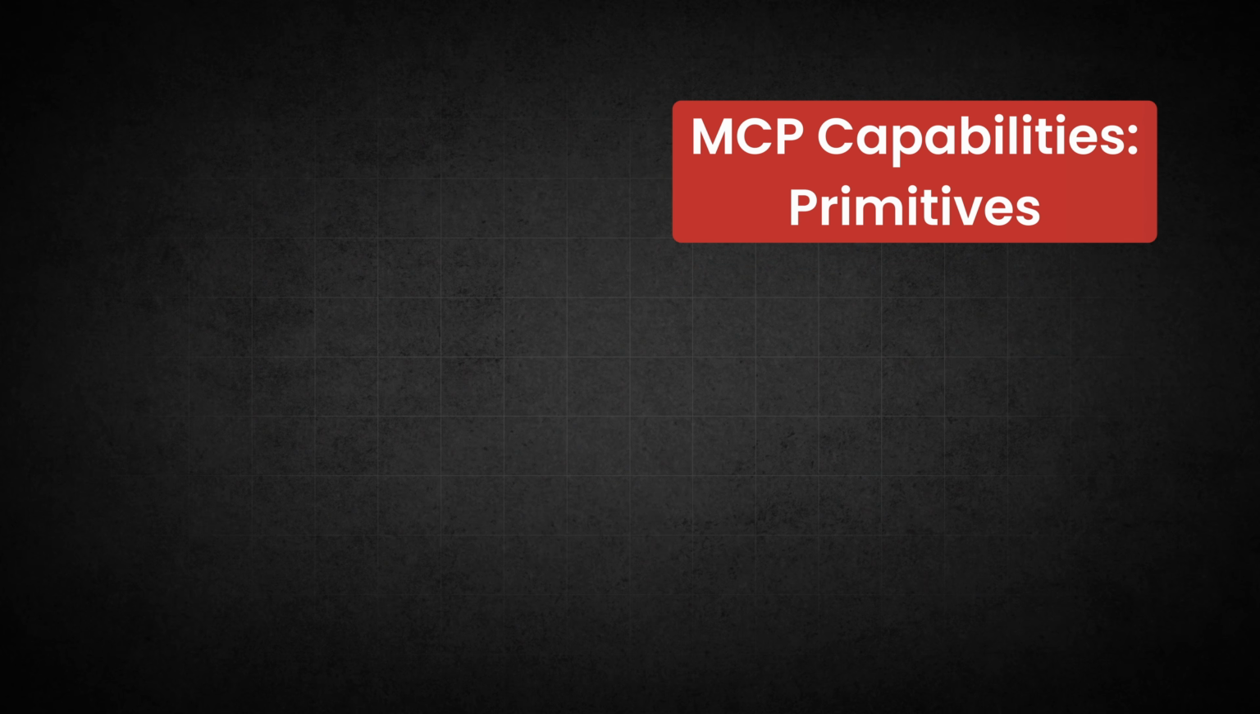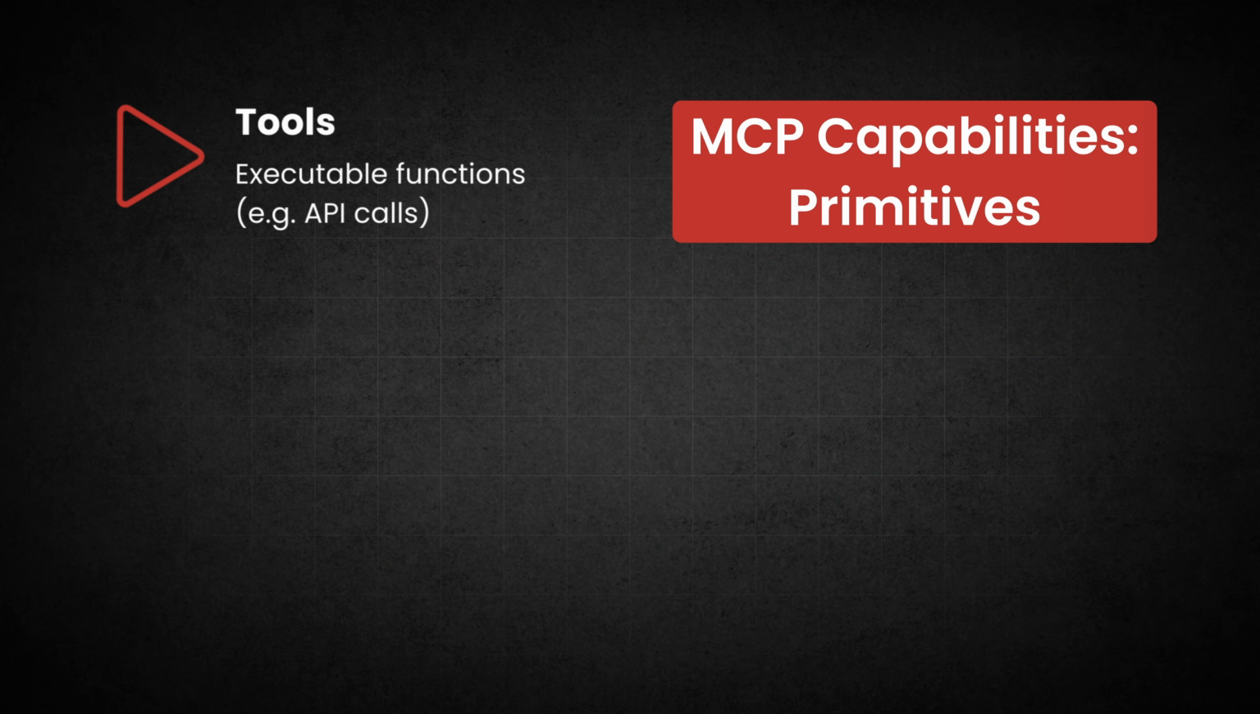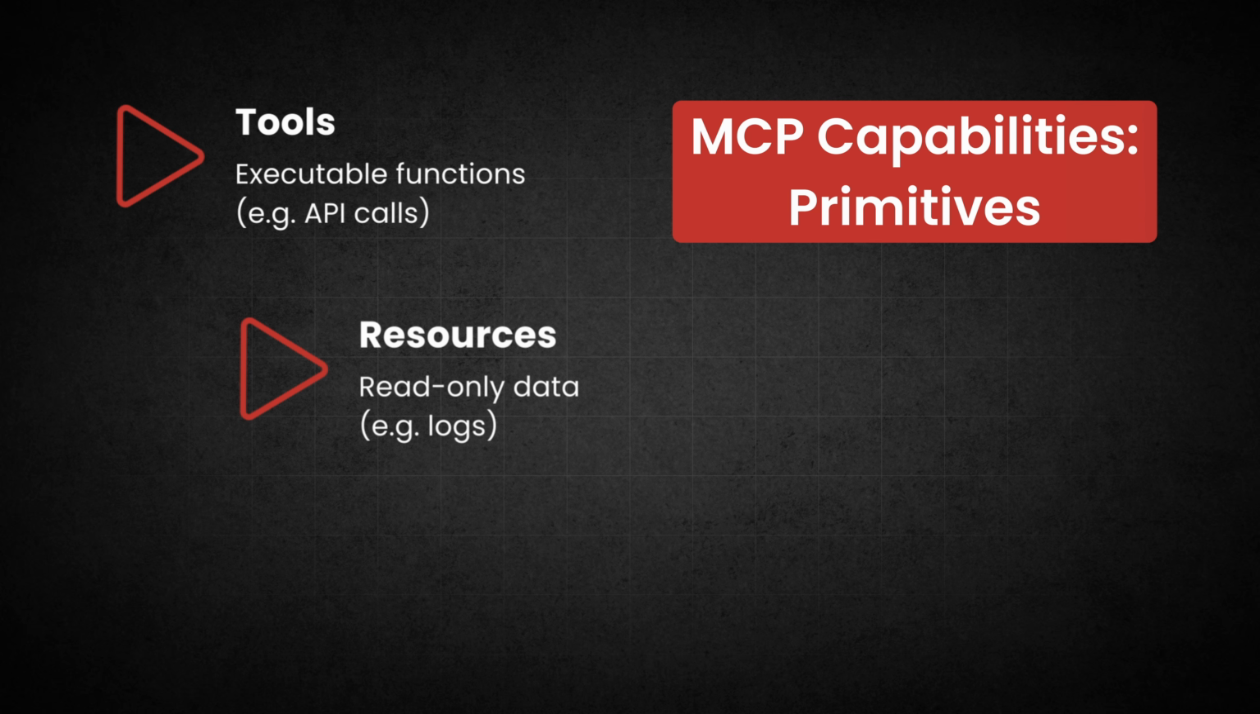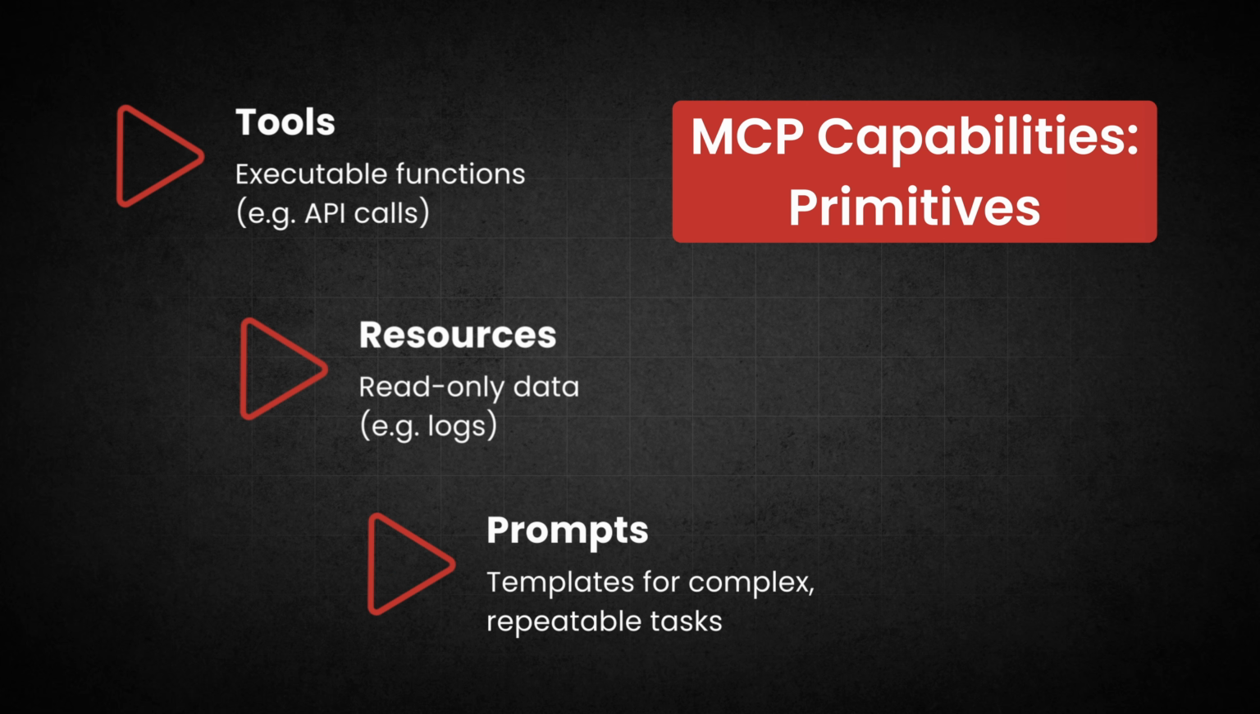Within those MCP servers, there are 3 types of capabilities. These are called primitives. You have tools, which are executable functions. When your AI runs a VirusTotal hash lookup, it's calling a tool. Then you have resources, which are read-only data, like pulling the last 90 days of authentication logs for context. And finally, you have prompts, which are pre-built templates for complex, repeatable tasks, like a guided phishing header analysis workflow.